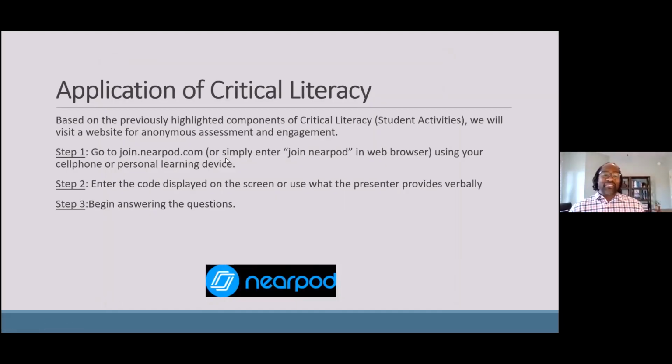Let's try another activity. Let's see if this will work. So we're going to try an activity using Nearpod. On your personal learning device or your cell phone, go to join.nearpod.com or just type in join Nearpod, and a prompt should come up immediately for you to enter a code. And I'll tell you the code in just a minute. As soon as you put in Nearpod, it should pop up.